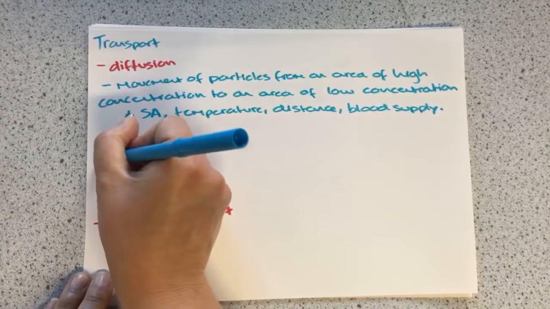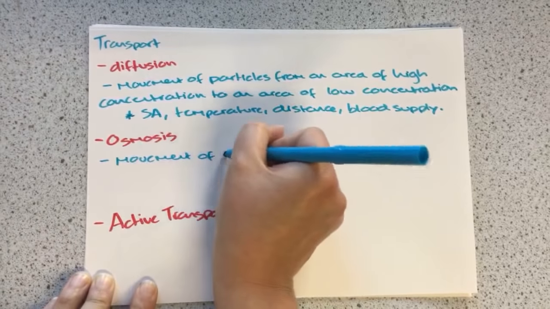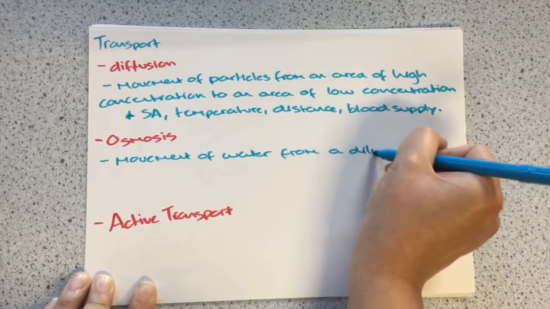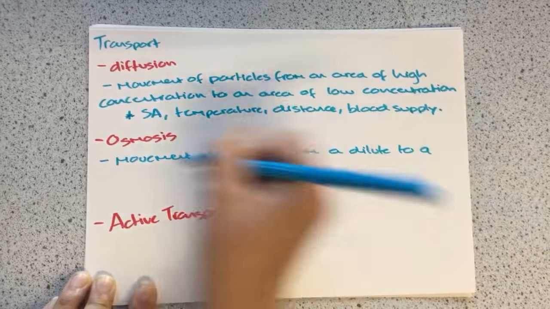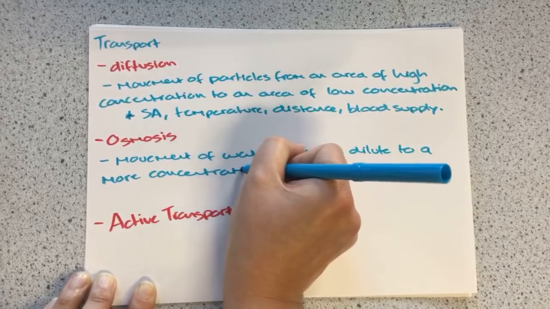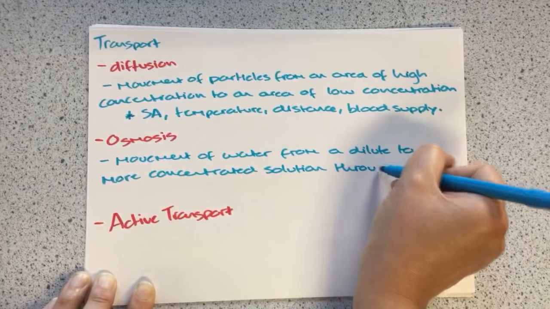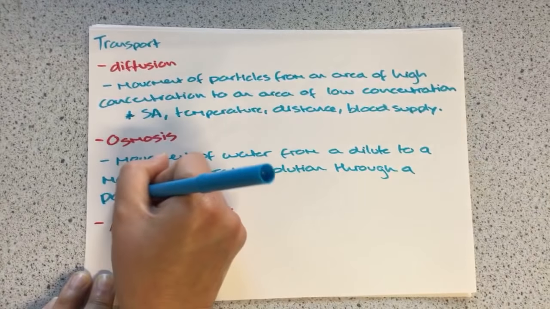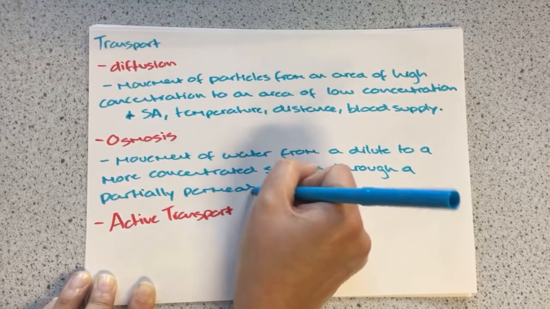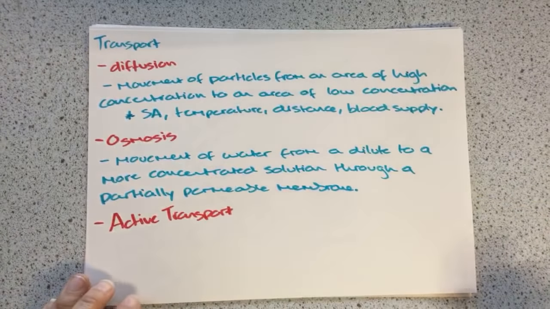Right, osmosis is the movement, you can say diffusion, of water from a dilute to a more concentrated solution through a partially permeable membrane. Obviously, there's a required practical to do with that and to do with potatoes.